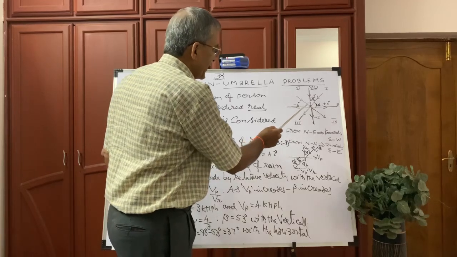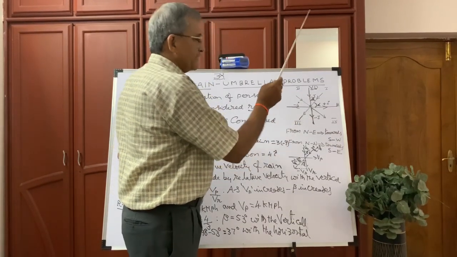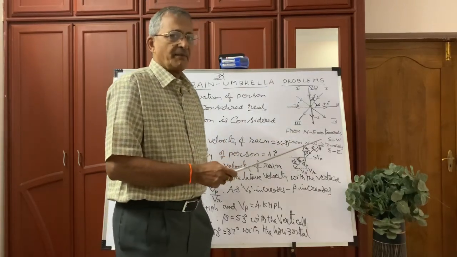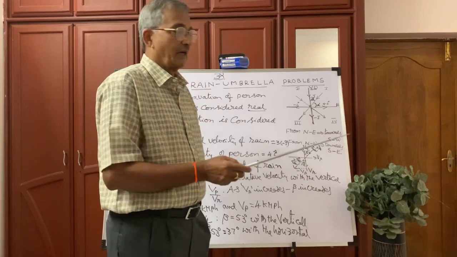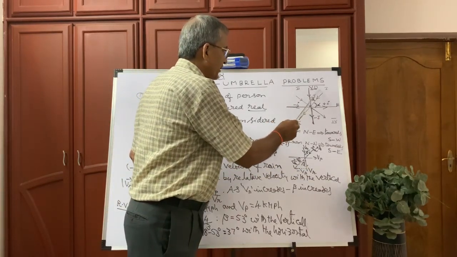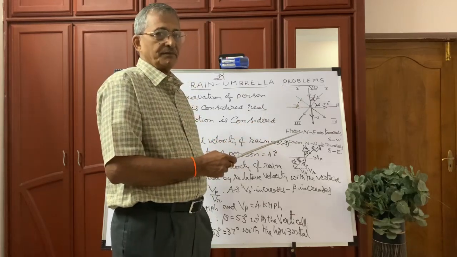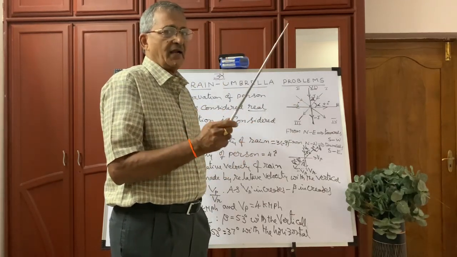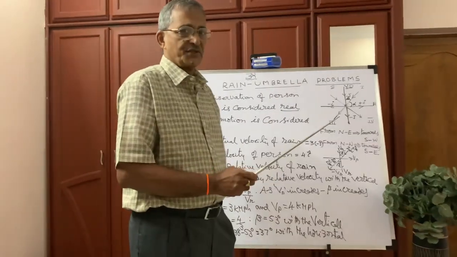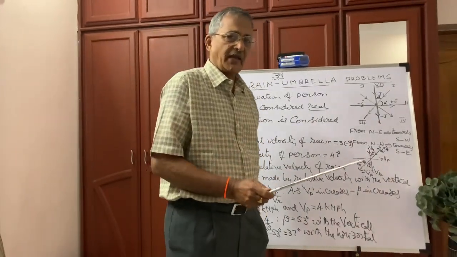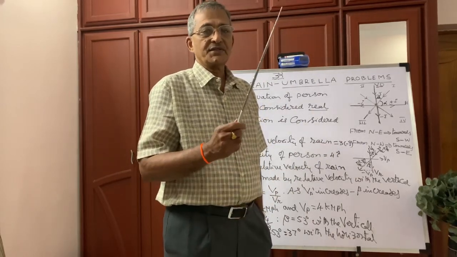That means it makes an angle beta with the vertical or alpha with the horizontal. And always the person has to hold the umbrella in the relative direction of rain. That means this is the direction of the umbrella in which he has to hold to protect himself. So always the umbrella is held in the relative direction. Now there are only three velocities here: the velocity of rain, the velocity of person, and the relative velocity of rain with respect to person.